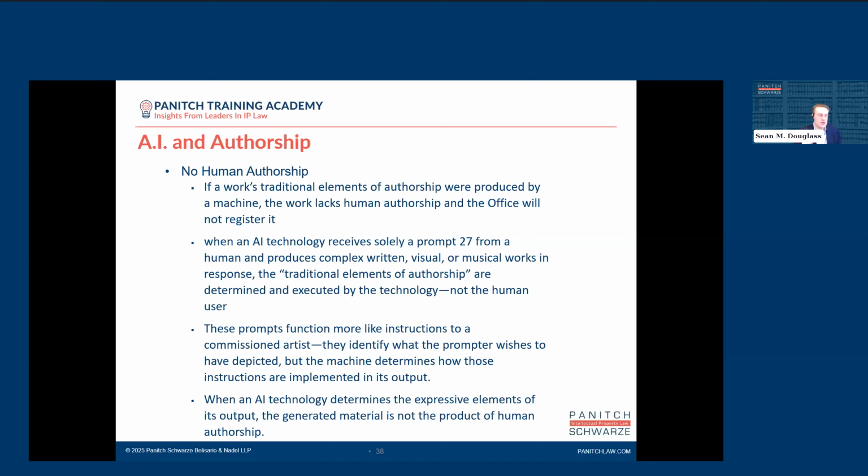There is an example on the Copyright Office's page where an author put in 624 iterative prompts to keep refining the output of the model itself, and that still was not enough to overcome the threshold for human authorship in terms of copyright. Again, they say that these prompts function more like instructions to a commissioned artist. They identify what the prompter wishes to have depicted, but the machine determines how to use those instructions and actually implement them in its output. So again, no matter how many prompts, no matter how many iterations of refinement prompts you put into a model, the actual output, unless you actually change it in some significant way, is not going to be registerable. And when an AI technology determines the expressive elements of its output, the generated material is not going to be the product of human authorship.